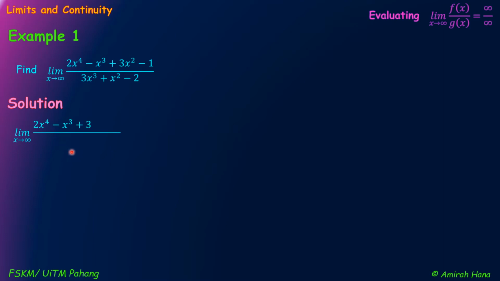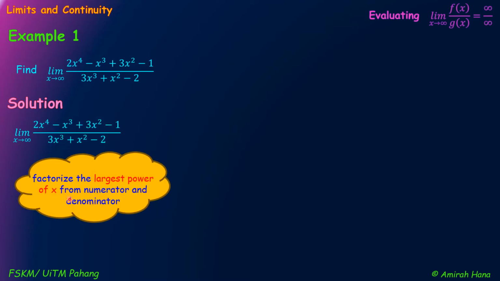From the given question, first, we factorize the largest power of x from the numerator and denominator. From here, x to the power of 4 is the largest power of x in the numerator, and x cubed is the largest power of x in the denominator. So after we factorize, we get this.